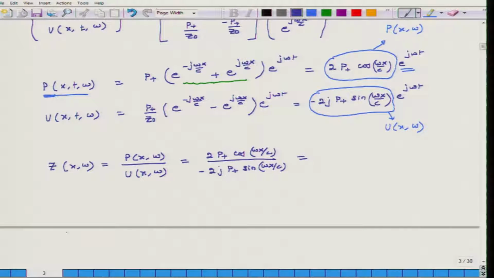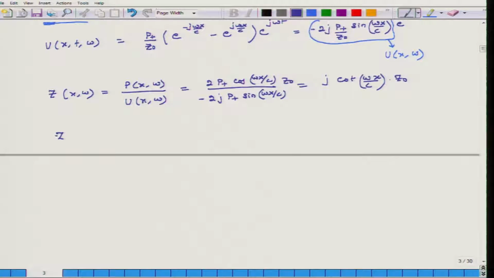So, p plus cancels out, 2 cancels out, and if I take j in the numerator, if I multiply and divide this numerator and denominator by j, this negative sign also goes away, and I am left with j. Oh, there should be a z naught here. So, there is a z naught in the numerator. So, z of x and omega equals j z naught cotangent of omega x over c.